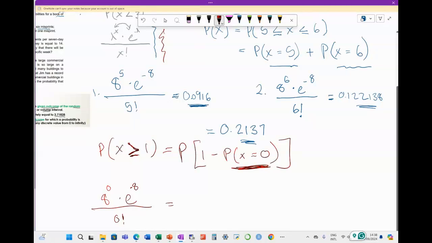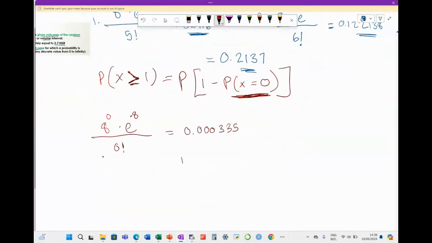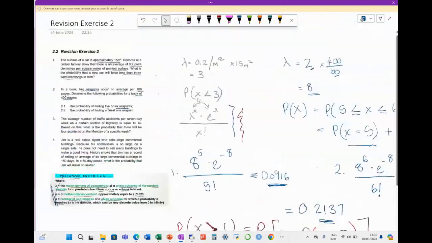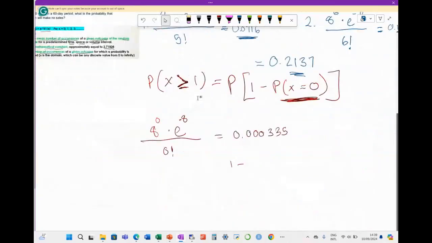What do we get here? In the interest of time, 0.000335. And then you just subtract from 1. So 1 minus this. Not every answer needs 1 minus. It depends on what they're asking.